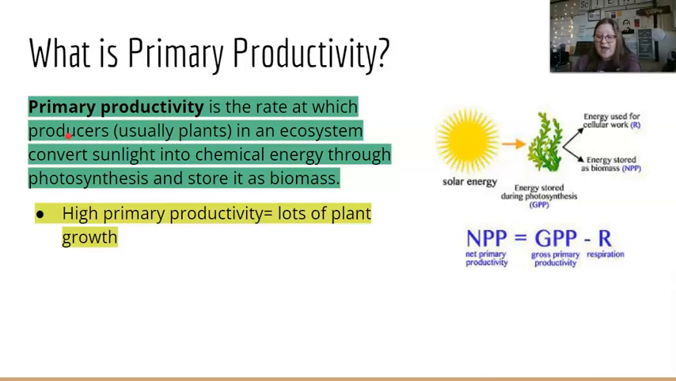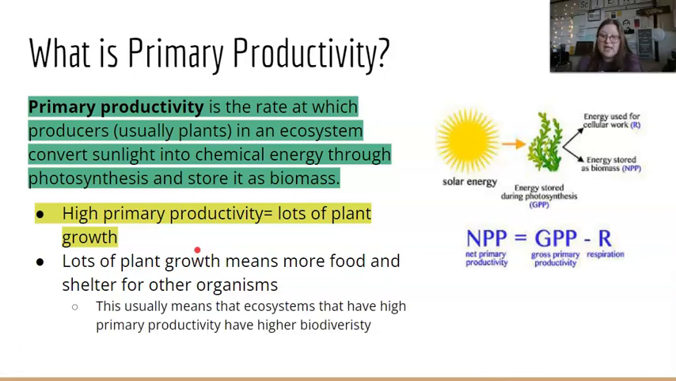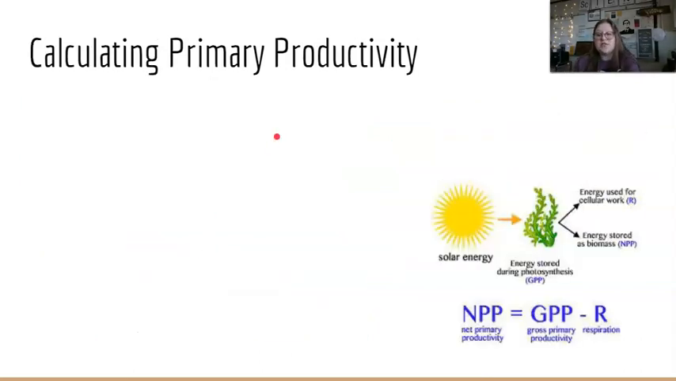So high primary productivity means lots of plant growth. The more plants you have, the more organisms that can eat those plants, which means the more organisms you can really have. So more plant growth means that there's more food and also more shelter for other organisms. And because of that, ecosystems that have a really high primary productivity are going to have very high biodiversity typically.